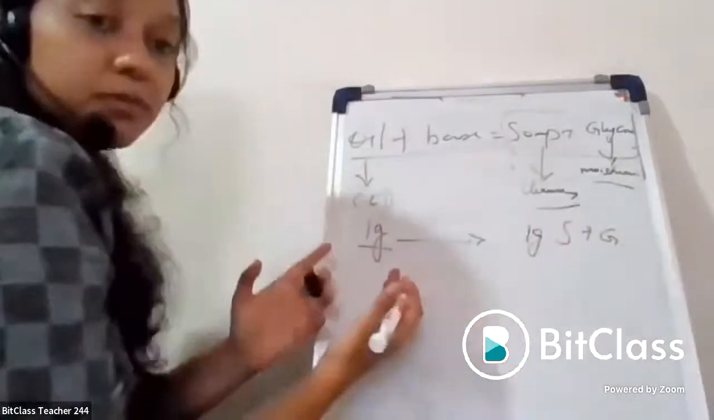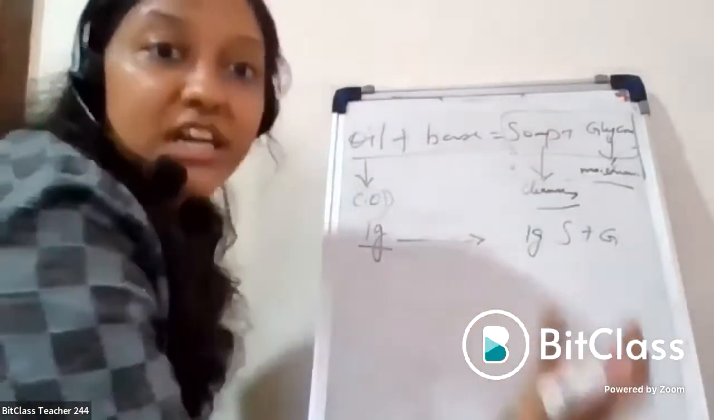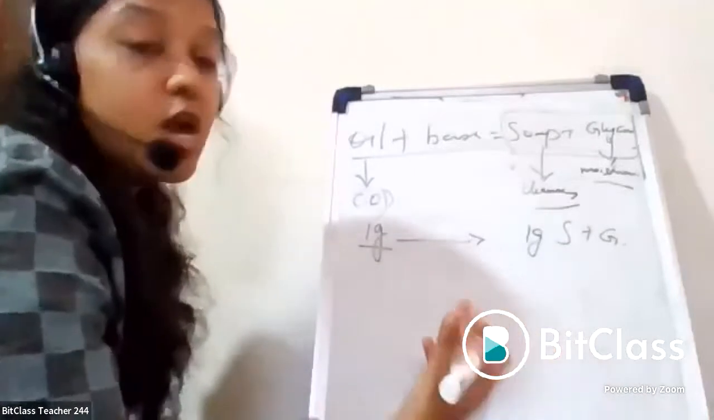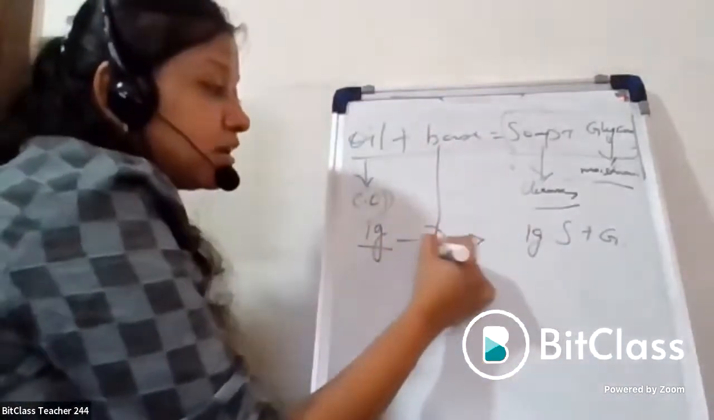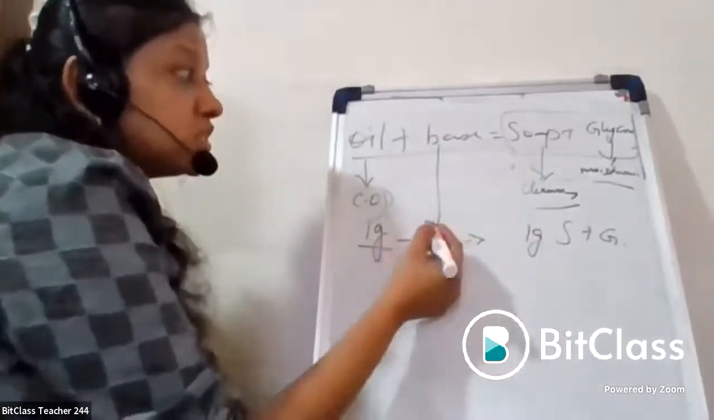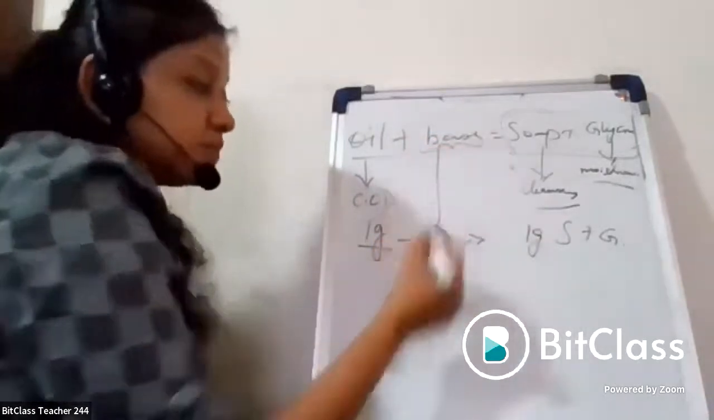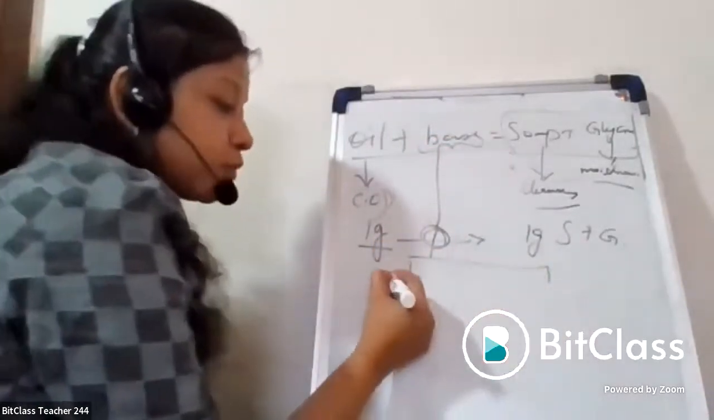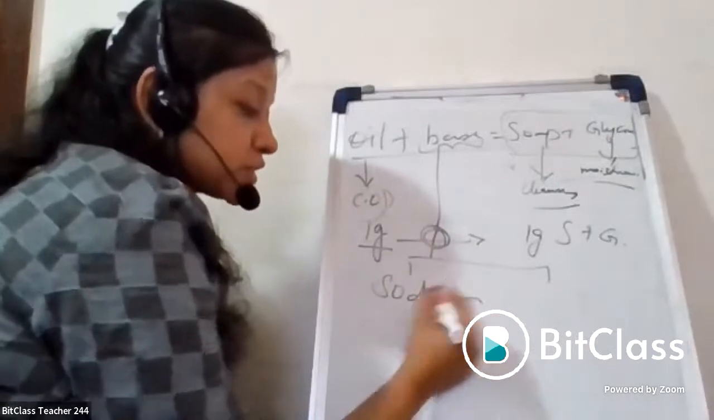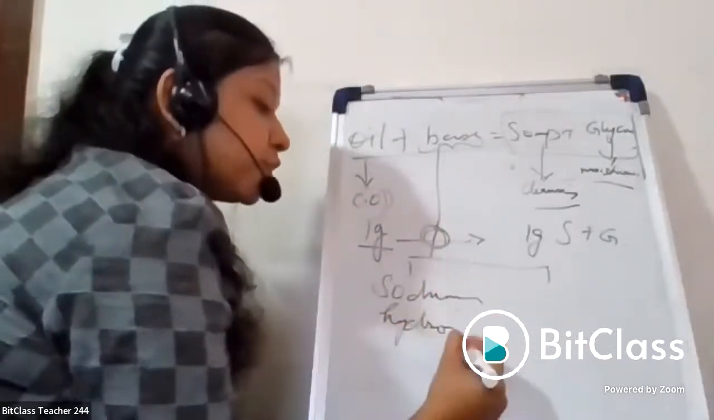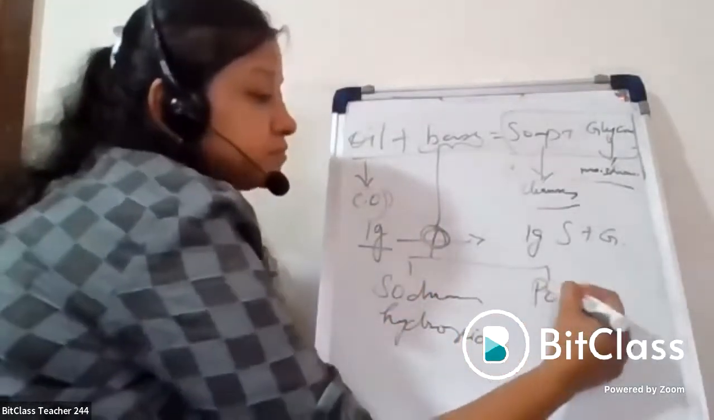Now, when you convert every 1 gram of oil to soap and glycerin, it cannot be done automatically, correct? Oil cannot automatically change to soap and glycerin. So we use an intermediate to do this, which is called a base. This base is of two types: one is sodium hydroxide, another one is potassium hydroxide.